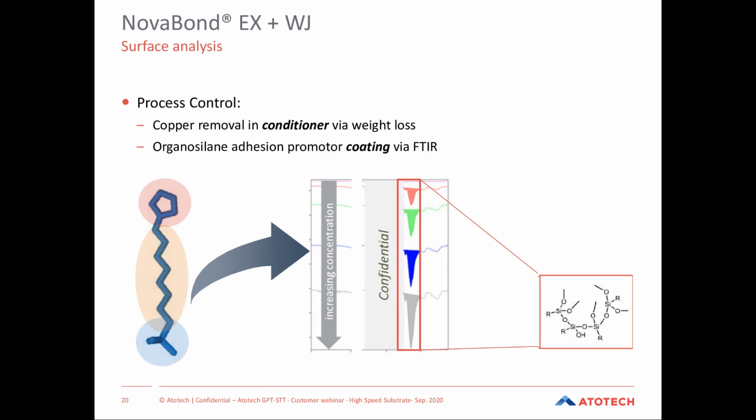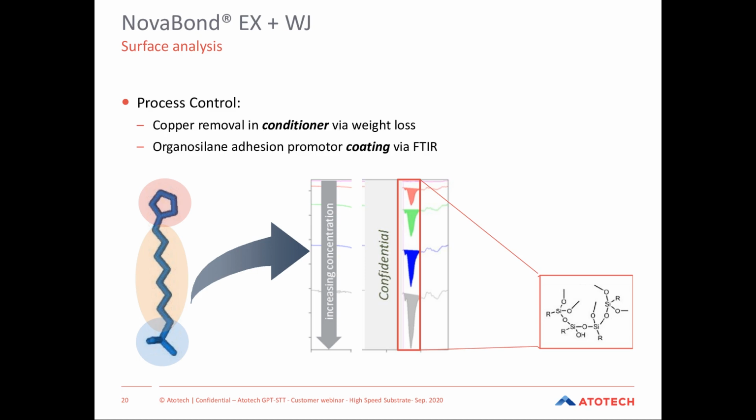Also, a unique feature of this process is the analysis, which is very simple. In the conditioner step, you only need to measure the weight loss, because that is the way you remove the copper, and then you measure how much copper you removed. That is how we define the etch step, and that is the way that we control the conditioner.